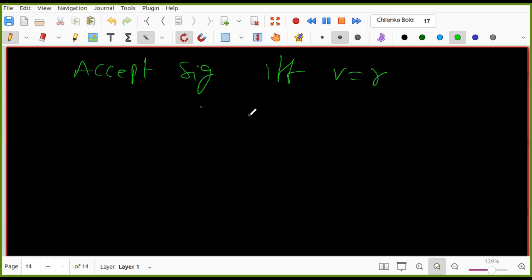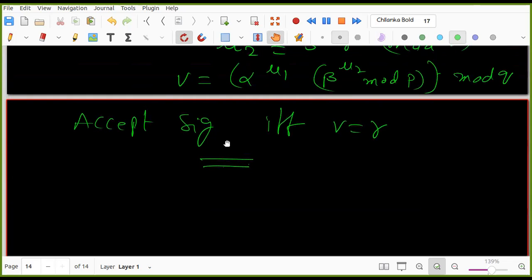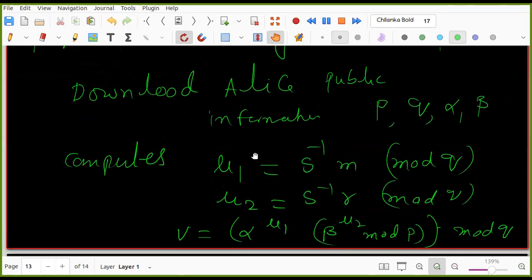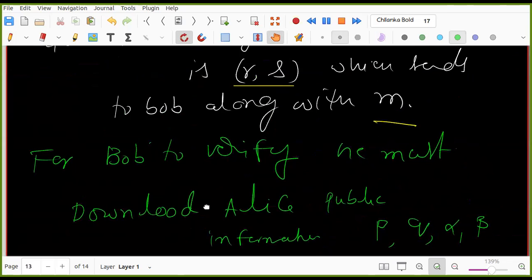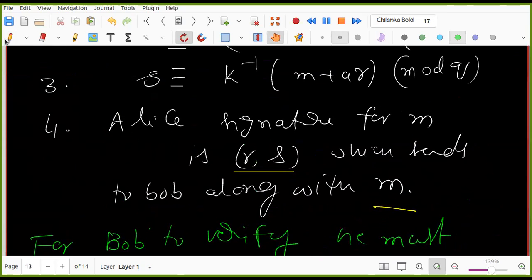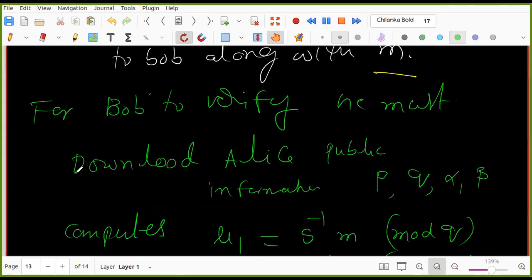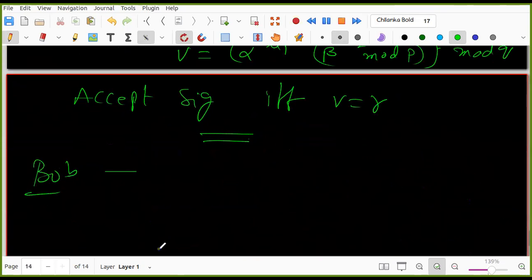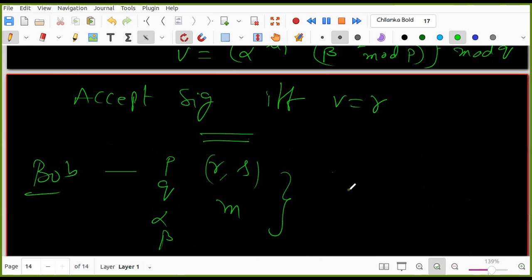Since V is computed and R is already received. Why is R received? Alice sent R comma S and M to Bob. So what does Bob actually have now? Bob has P, Q, alpha, beta, R comma S and M. So he computed U1, U2 and V. Verification is over when V equals R.